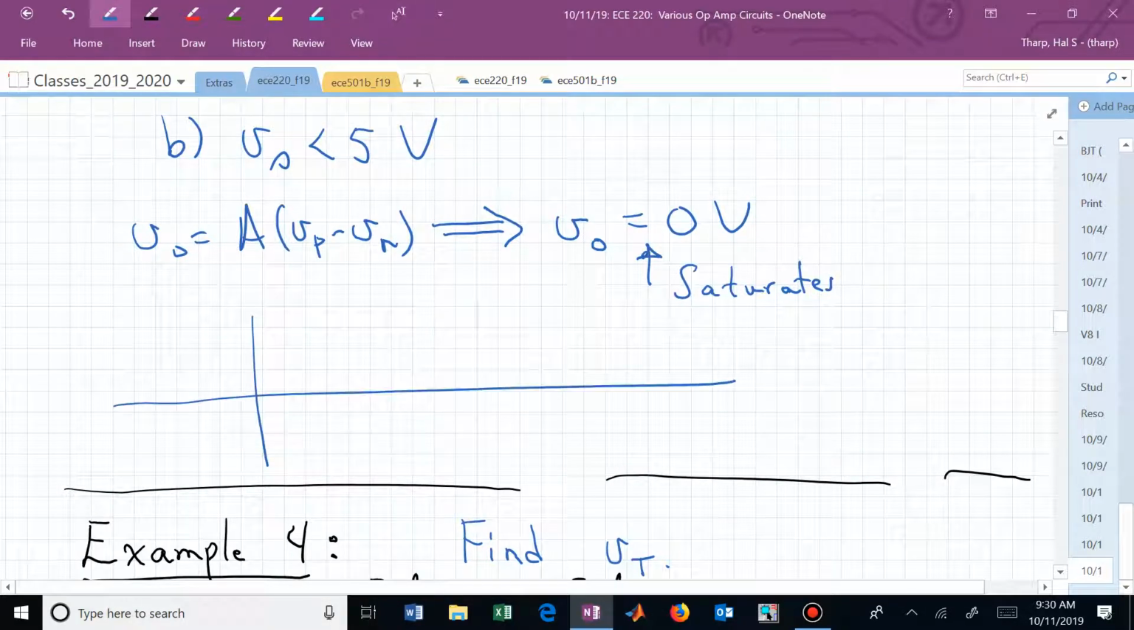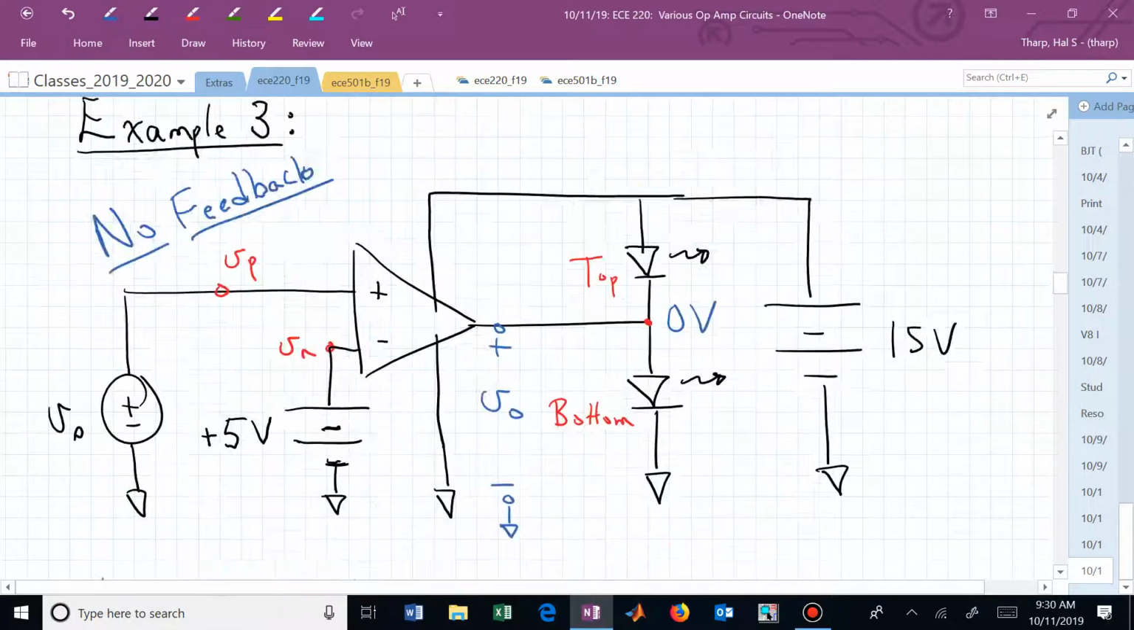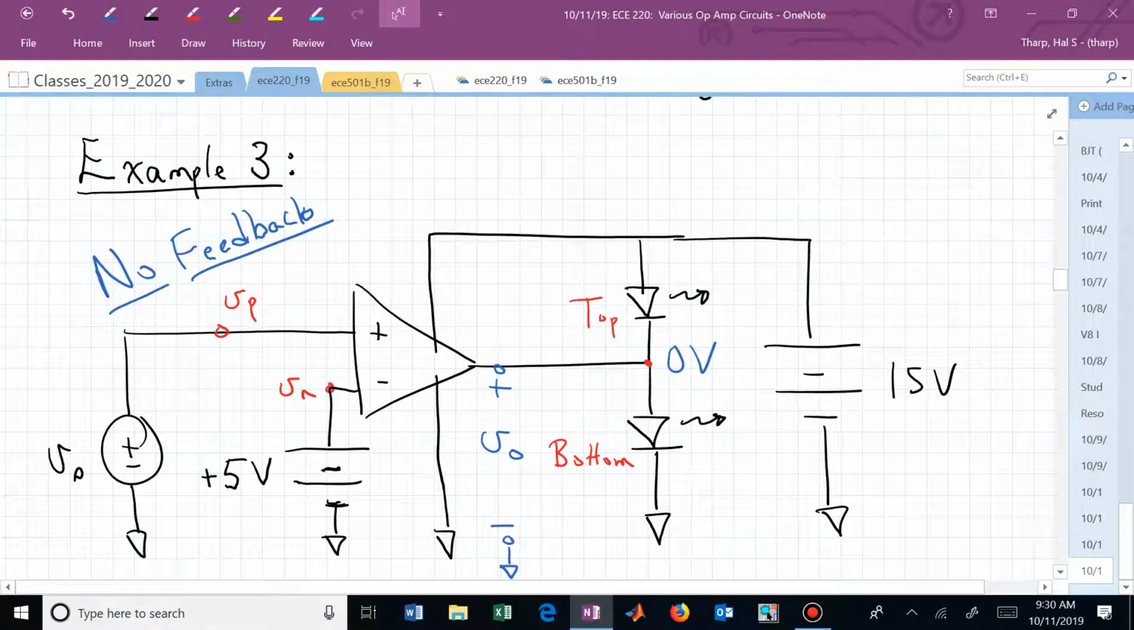Now we can draw our LEDs and their status. If that node between the two LEDs is now at 0, is the top LED on? You know what? How do I draw a lamp? But that's a lamp.